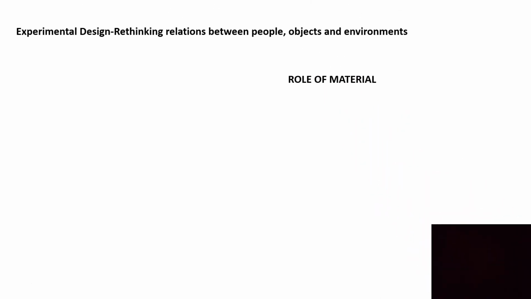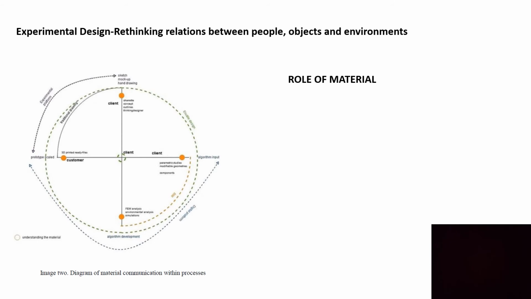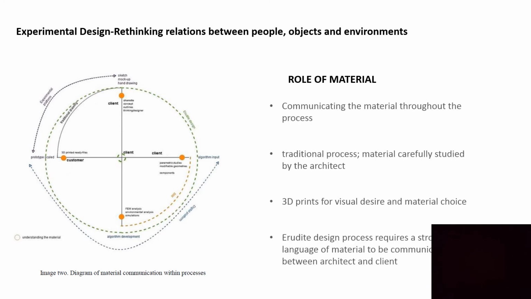The role of the material in this process. The diagram shows the role of the material in all design processes, whether it's the traditional, the BIM process, or the proposed process. The goal is to communicate the material throughout the process. In the traditional process, material was carefully studied by the architect. The 3D prints which are presented by the client are used for their visual desire and material choice.